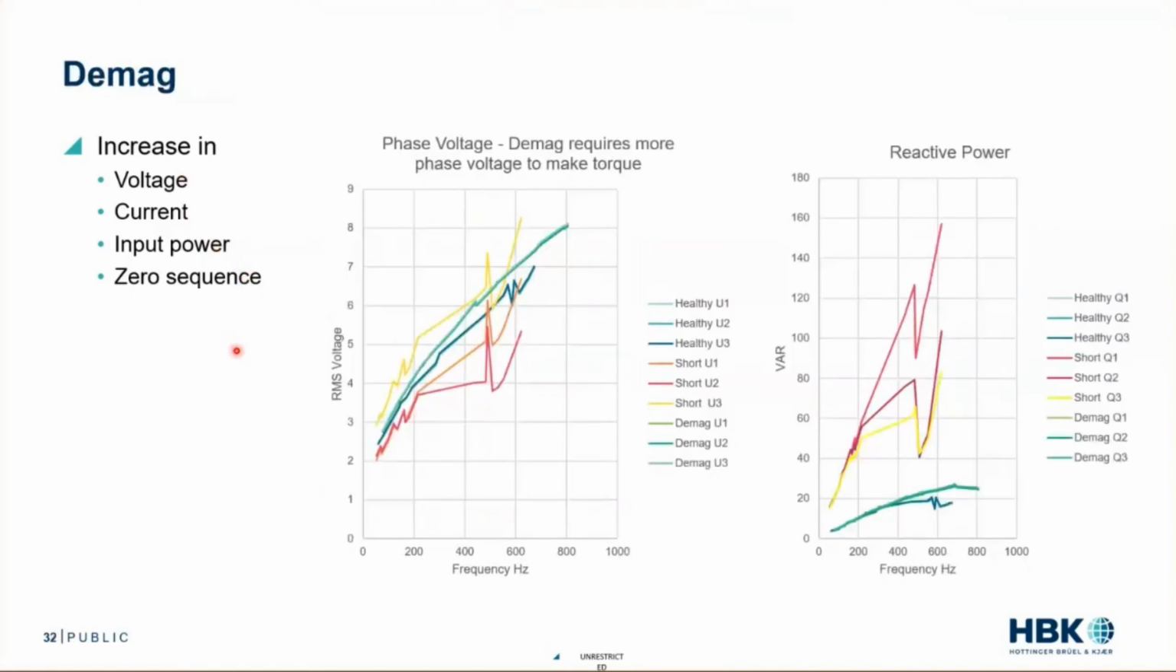How about demag? So we can identify short circuit current. Cool, that was easy. Demag, we're going to see an increase in voltage, an increase in current, an increase in input power, and a disturbance in the 0 sequence. And what I've plotted over here, I think, is pretty interesting. So again, I left this turn-to-turn short circuits in here just to demonstrate that, like, phase voltages also all over the place for my short circuit. But let's look at our healthy in blue and our demag in green. My healthy is here, and my demag has an increase on the input voltage.